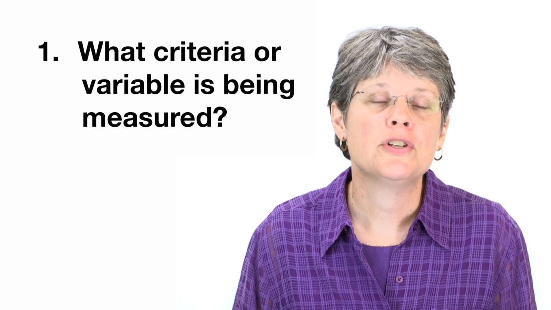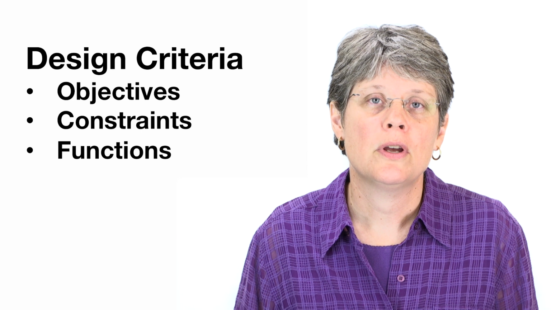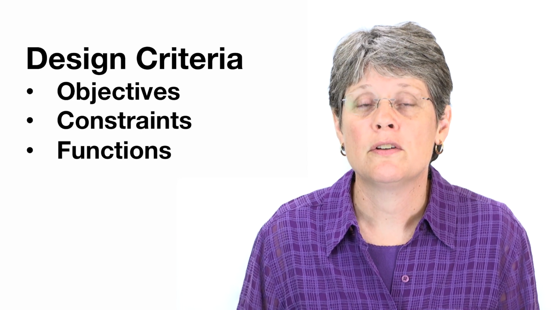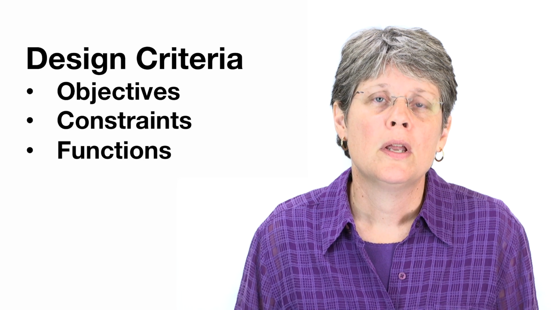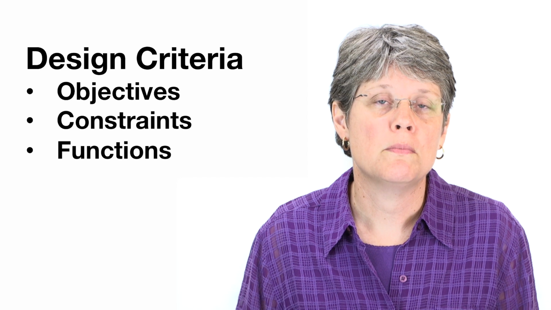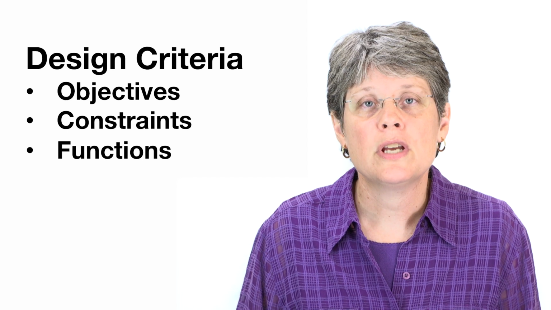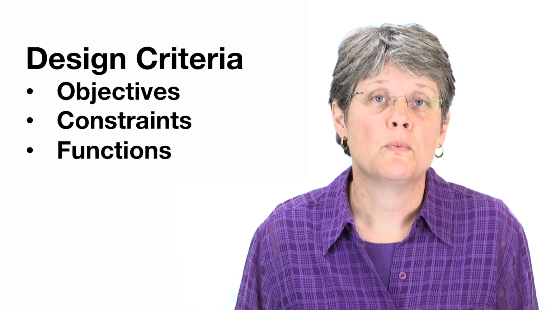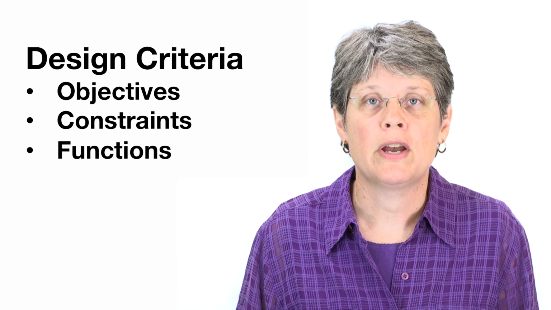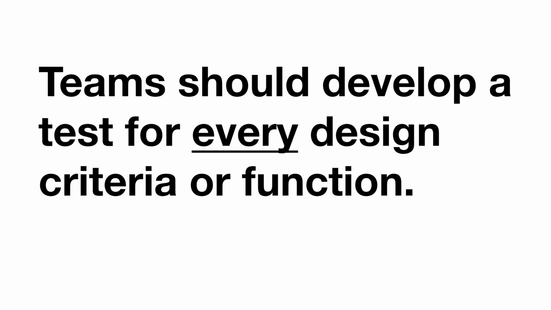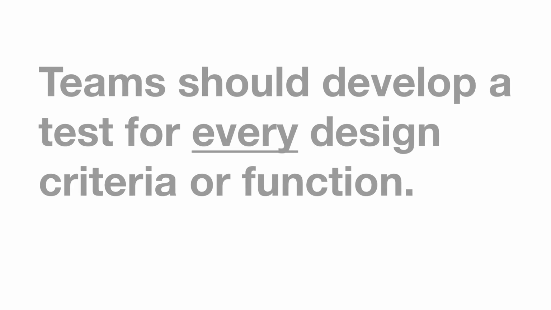The first question to ask is, what design criteria is being measured? You'll need to go back to your initial list of design criteria. As you may recall, you captured objectives and constraints as design criteria. You also may have defined functions as well. Now, these design criteria and functions should be captured with a target numerical value. So for example, with the water bottle, it may need to hold less than or equal to 1 liter or be durable for greater than or equal to 5 years. Teams should develop a test for every design criteria or function.